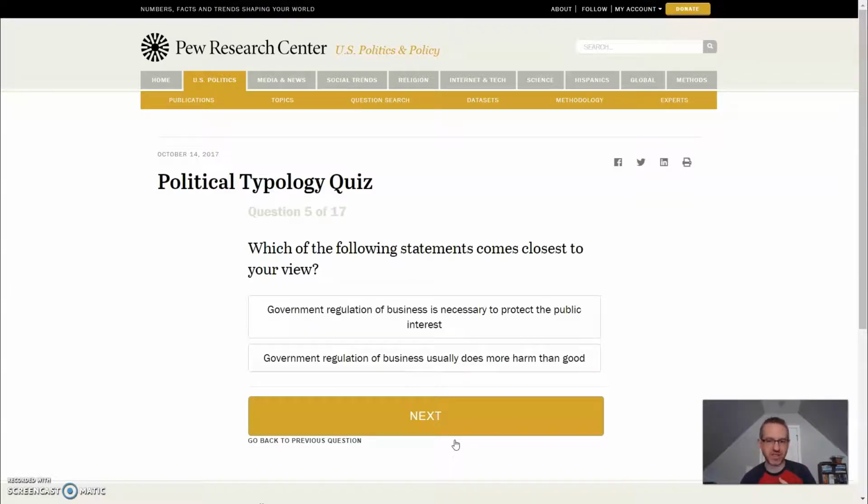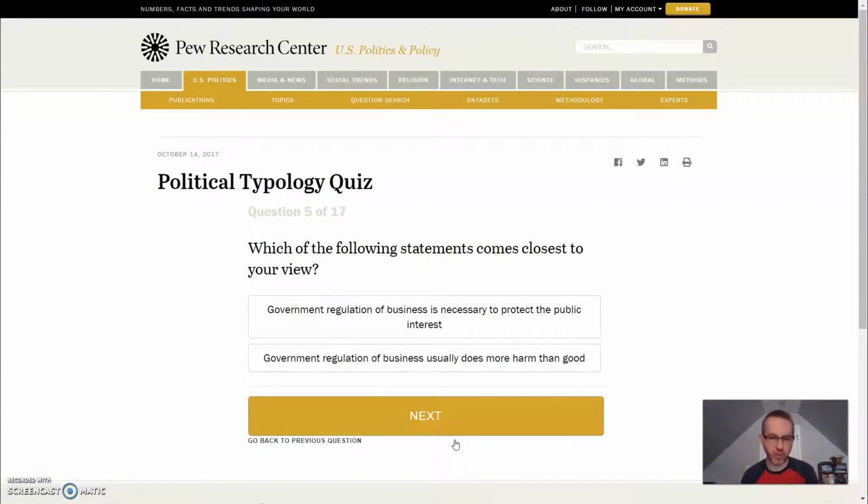Government regulation of business is necessary to protect the public interest. So, do we need regulations about anything? Okay, how about safety on toys? About how many pollutants are put into the atmosphere when we make stuff? About do you use lead in paint? Do you make people wear hairnets when they're working with food production?